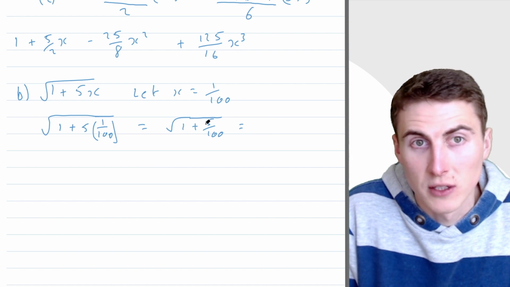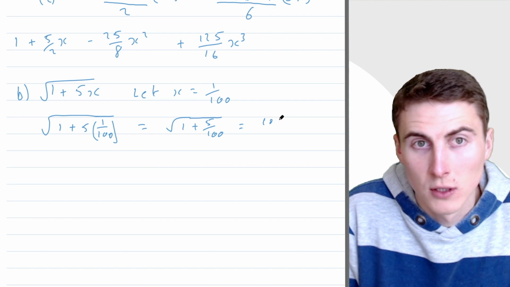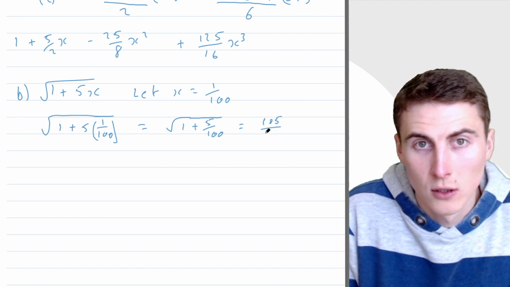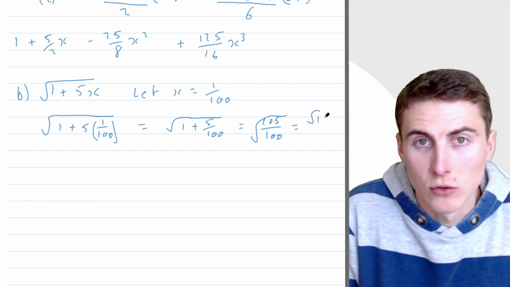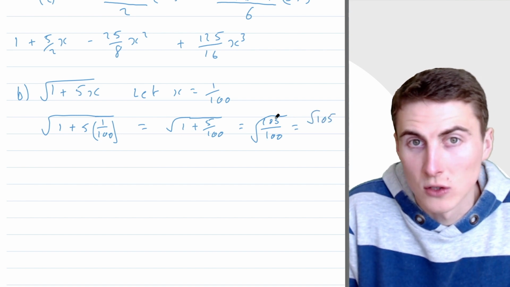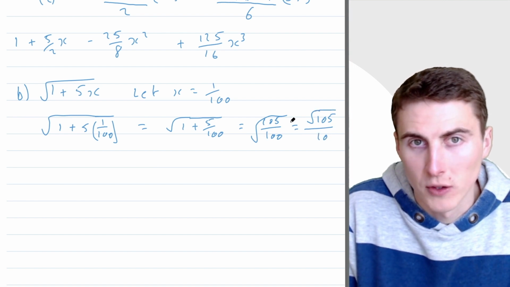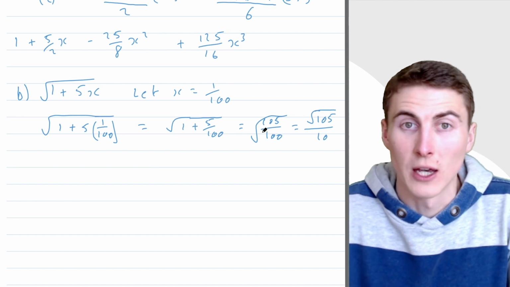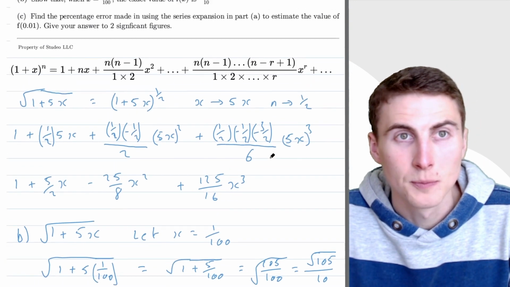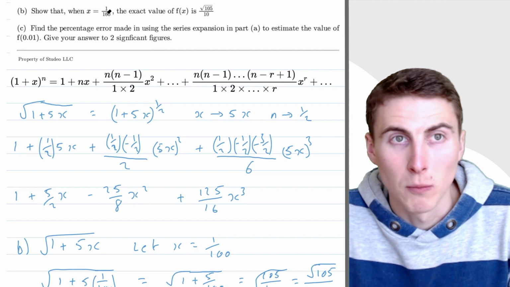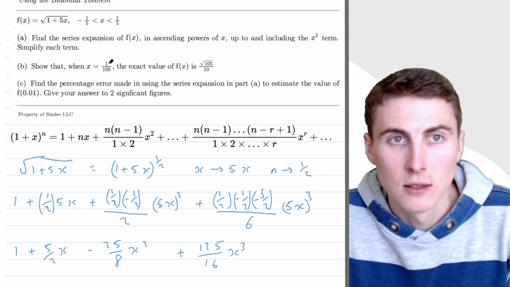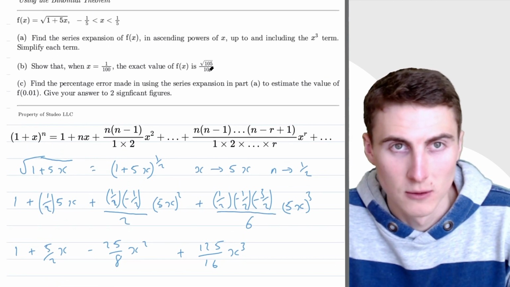And you could think of this, if you add these two together, what you actually have is 105/100, and then you can separate that into root 105, which is the top bit, over root 100, which is 10. So you don't really have to do all of these steps. You can do those on the calculator, but that's how we do it. So now we've shown that when you plug 1/100 into this, you get root 105 over 10.